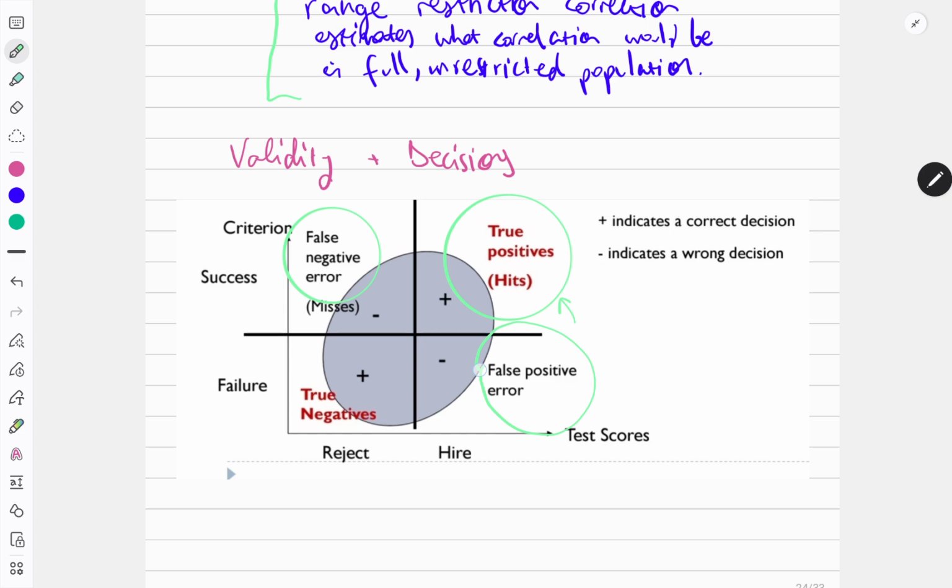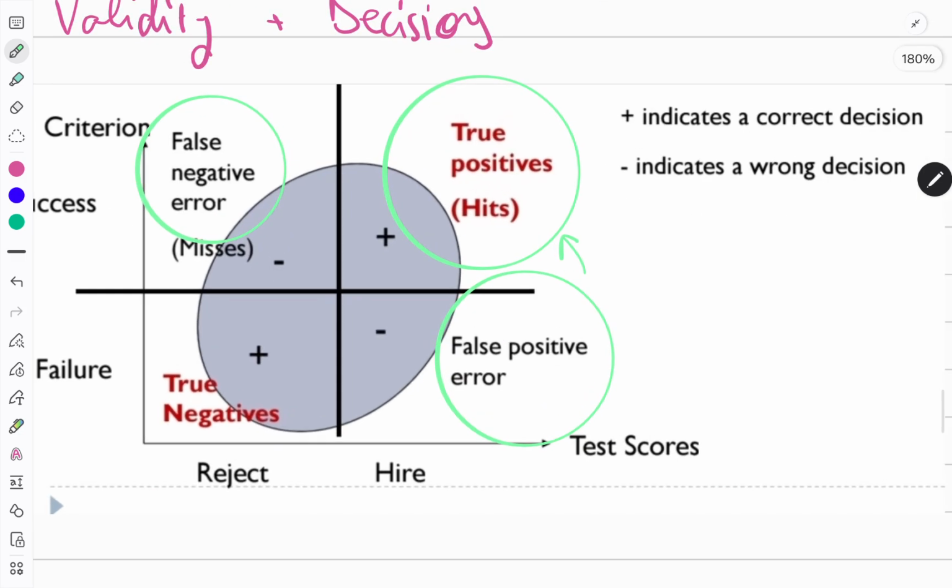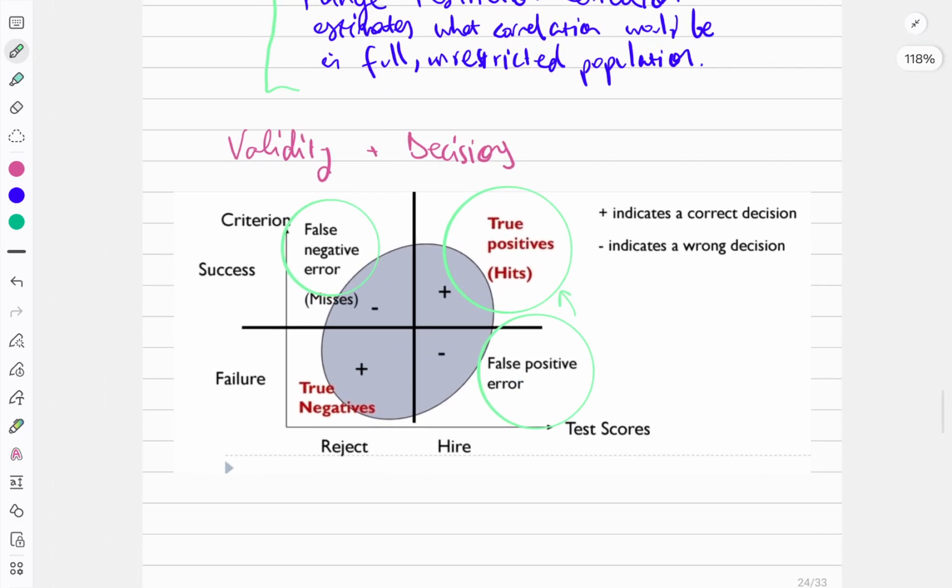So this group is actually, they would be good employees for us, but our test did not show them as good employees. And then we have true negatives, which are, I'm sorry, I mixed it up. I'm sorry. Let's go through it again.